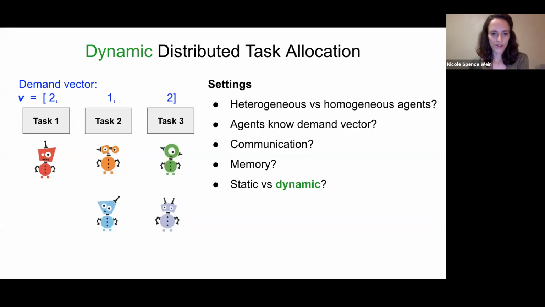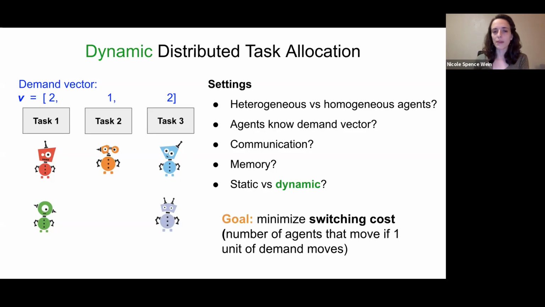So you'll notice that as I go back and forth between these two, actually, even though only one agent needed to move, here, for some reason, they decided to move 2 agents, the blue one and the green one, even though 1 unit of demand moved. And so the goal of this problem is to minimize what we call the switching cost. And this is defined as the number of agents that move if 1 unit of demand moves.